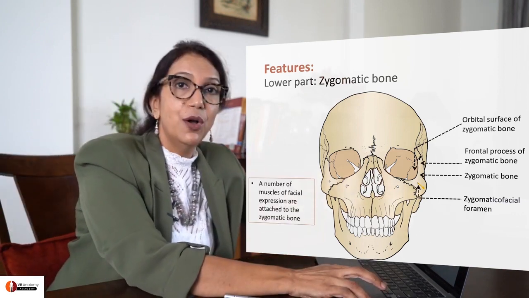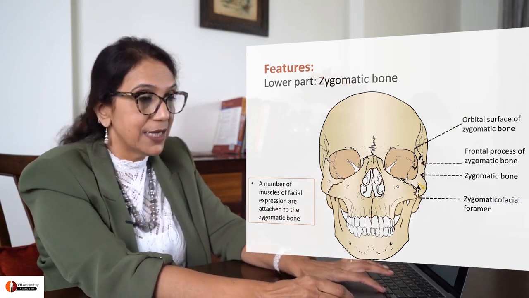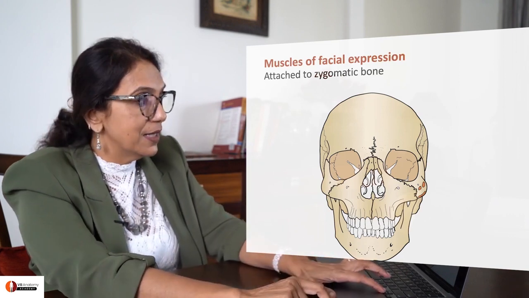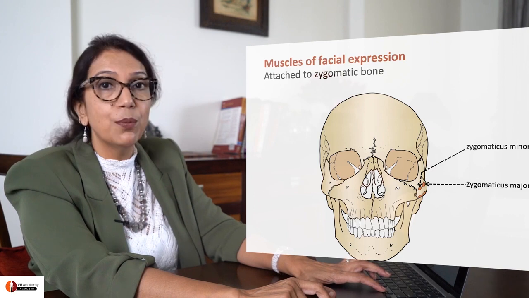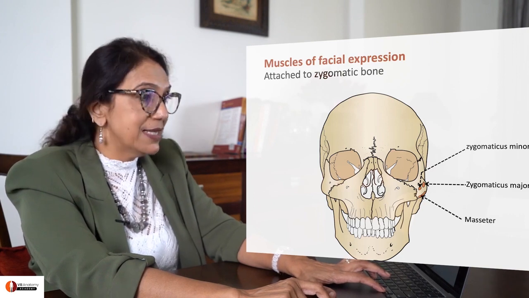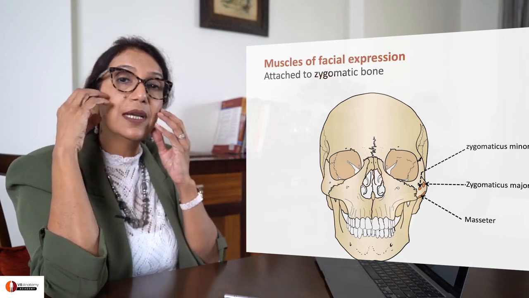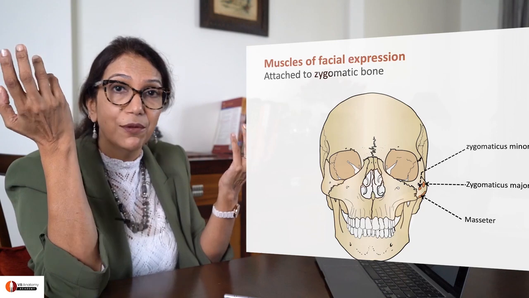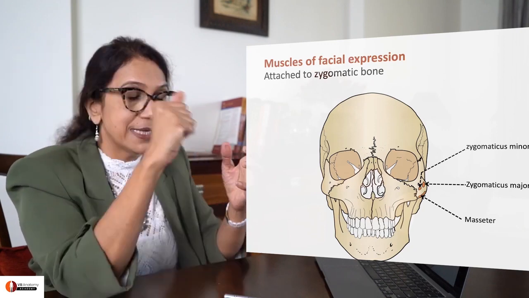A number of muscles are attached to the zygomatic bone as well. Let's take a look. Can you see 3 muscles attached? Yes. This one is zygomaticus minor. This one is zygomaticus major. And this is your favorite muscle, masseter, coming from your mandible, getting attached to the zygomatic arch, helps you to chew, happy, eating food with the help of the chewing action of masseter.